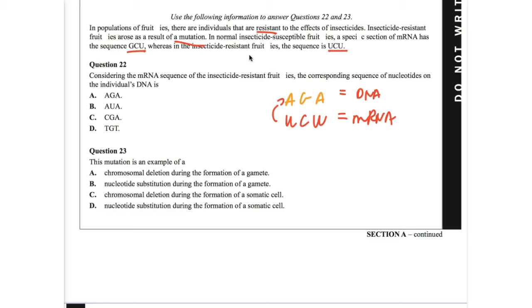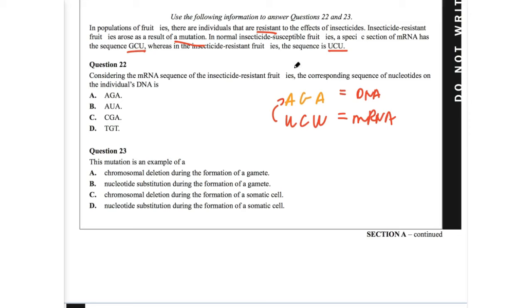Okay, guys, 22 and 23. Instead of reading that whole thing out, I just want to extract what's important from it. So essentially what the question is saying is that there's a normal insecticide-susceptible fruit fly, and there's a resistant fruit fly. And they've got two different sequences. One has GCU and one has UCU.